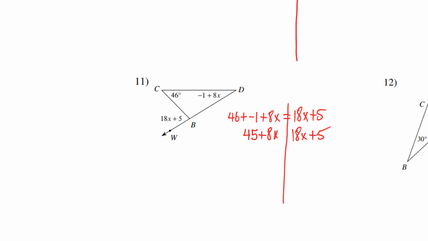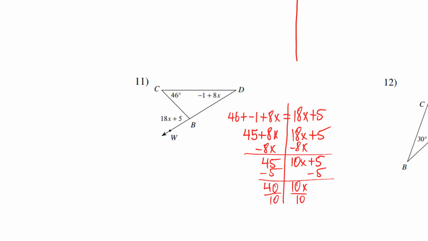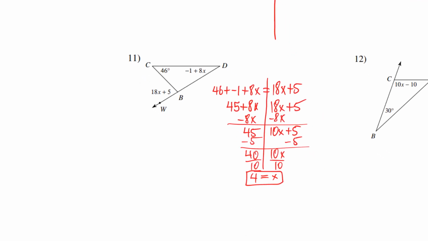Okay, then you would subtract 8x from both sides. You'd have 45 equals 10x plus 5. Minus 5, 40 equals 10x. Which means x would equal 4 there.